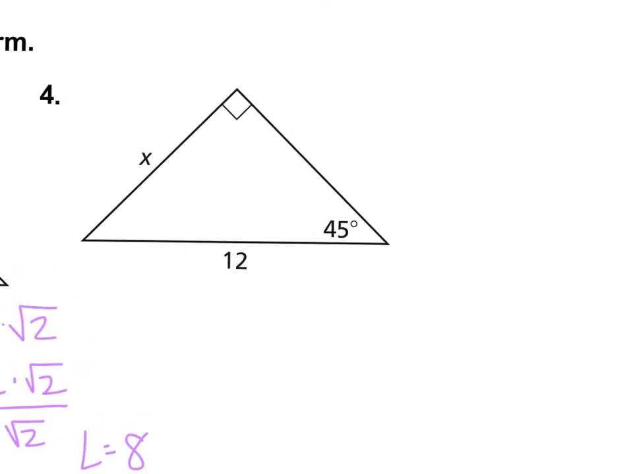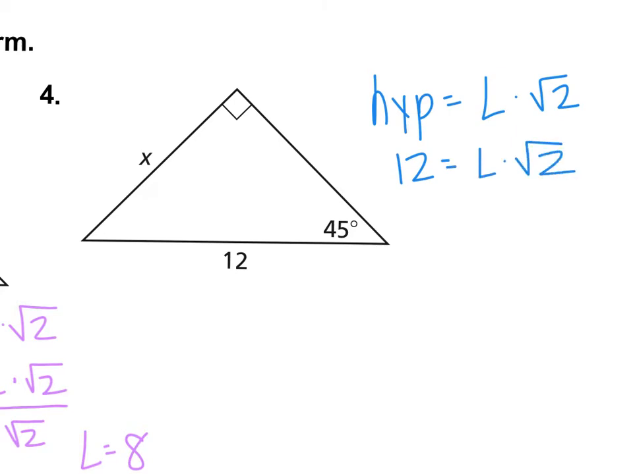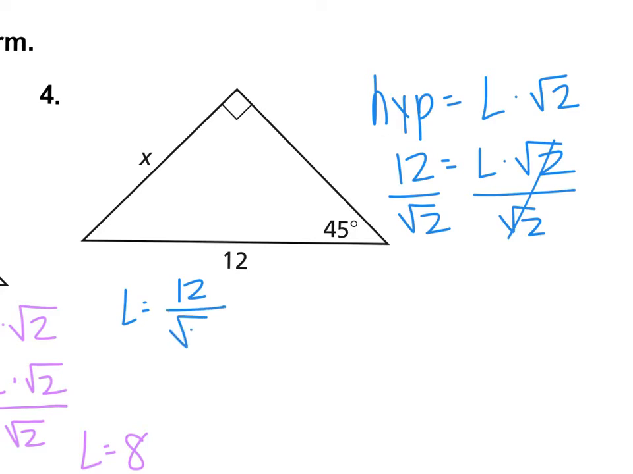Okay. All right. So we know that the hypotenuse is equal to the leg times radical 2. Okay. What length am I given here? Good, I'm given the hypotenuse, which is 12. So I'm going to plug 12 in for my hypotenuse. So similarly to the last problem, I have to divide by that radical 2, right, to get L by itself. Okay. So my leg is equal to 12 over radical 2.